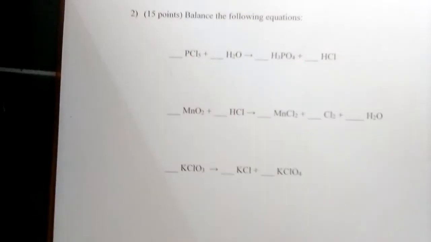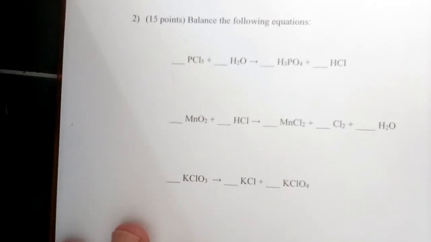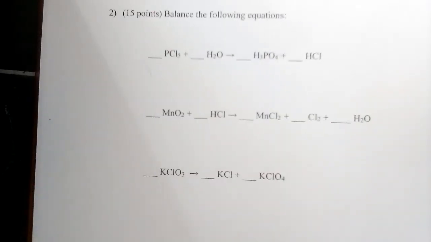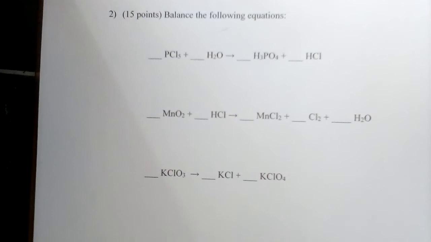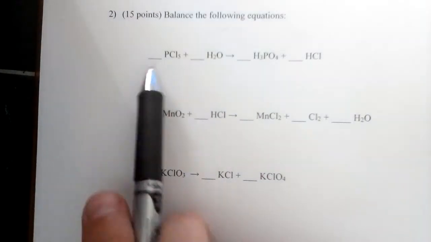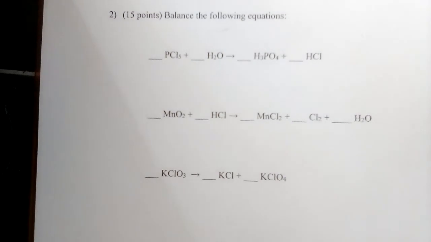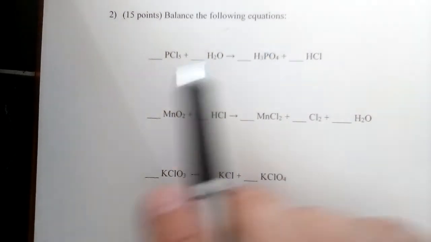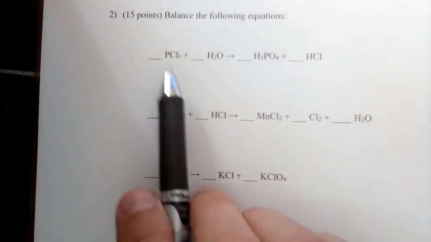All right, continuing along with our practice exam here. The second question is going to involve balancing some chemical equations, so it should not be much of a surprise here. We've got the blanks where the stoichiometric coefficients would go. We need to figure out how to balance these equations, so just going left to right and trying to work through that way.